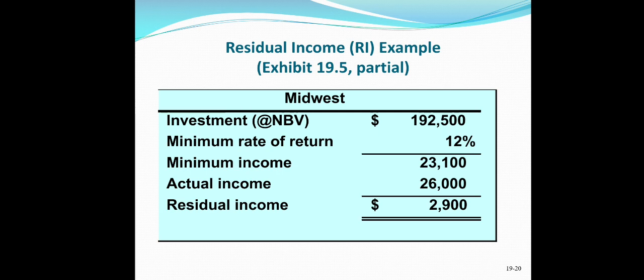After that, you compare with the actual income from the investment. In this example, the actual income from the investment is $26,000. So now you can see that the actual income is higher than the minimum income required for the investment. So residual income in this situation is $2,900. When the residual income is positive, we can say yes to this investment. If the residual income is negative, then we say no to this proposed investment.